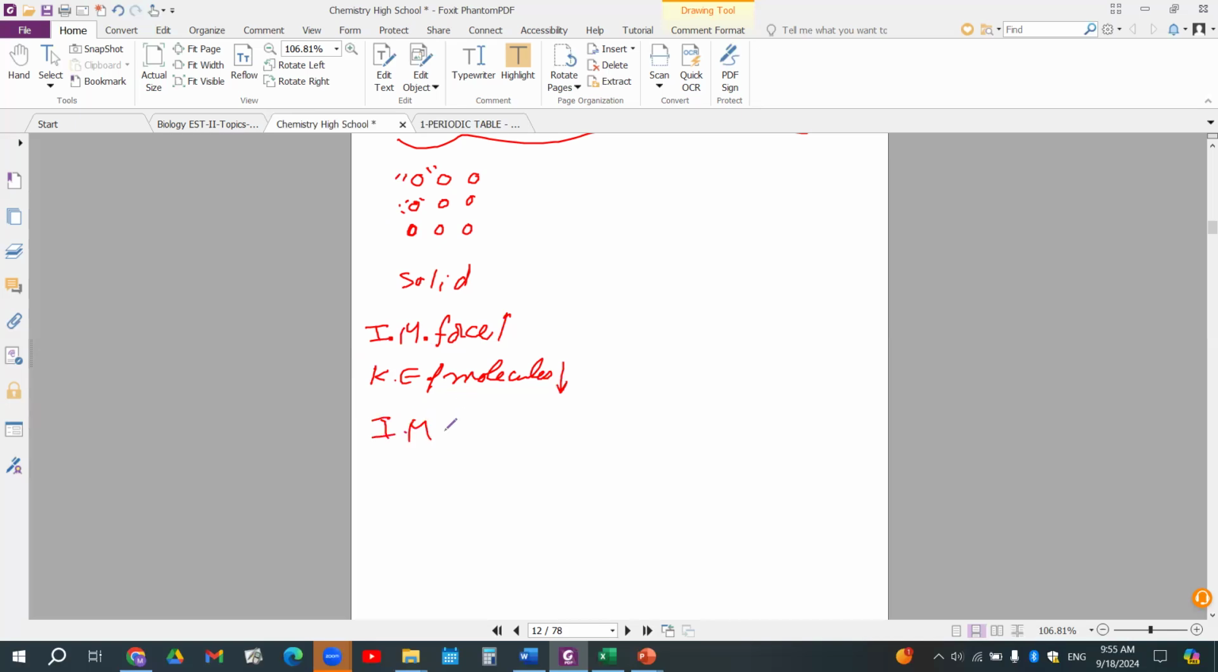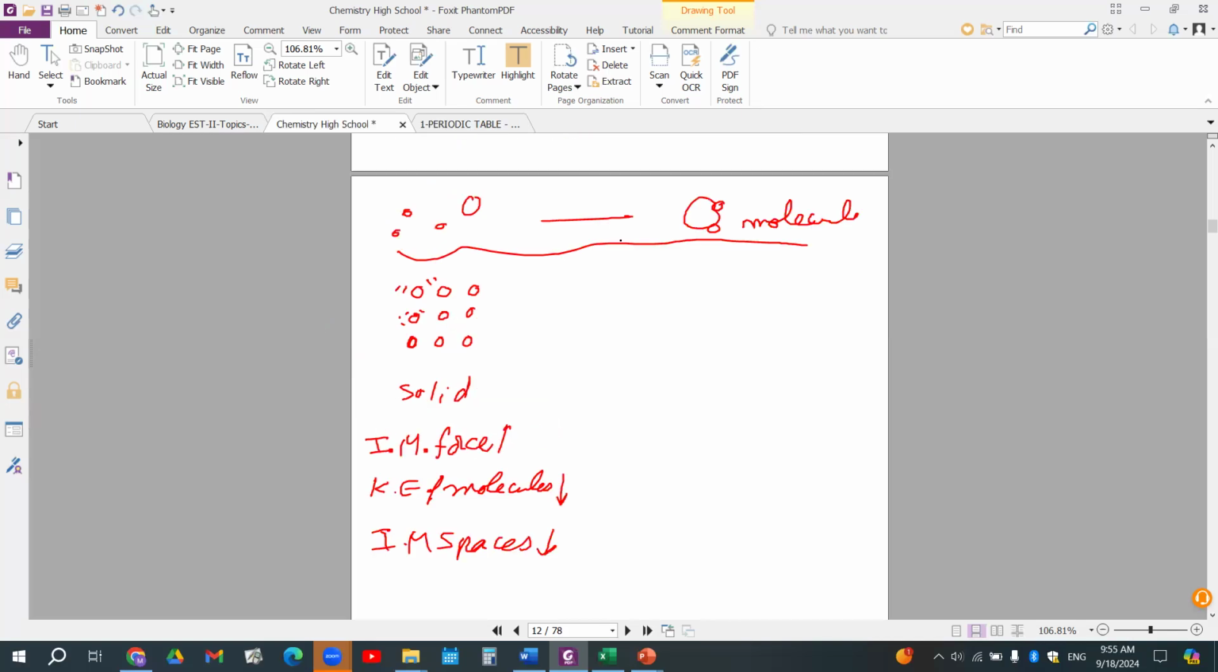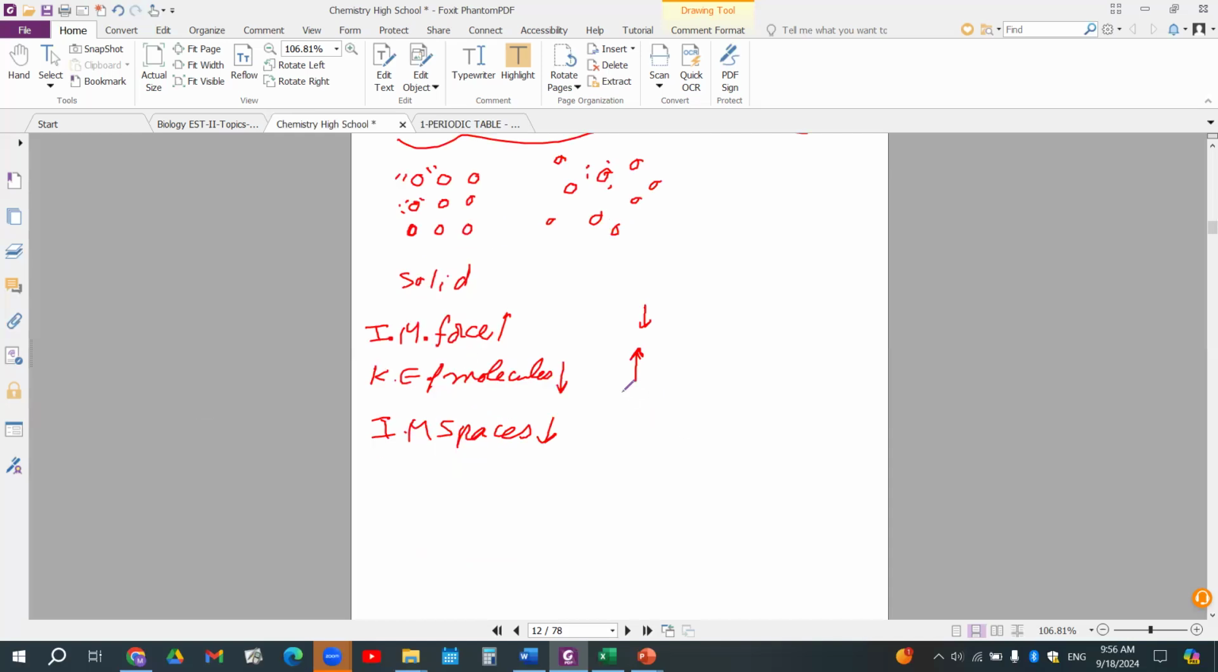Intermolecular spaces are small. When you heat a solid, it changes into liquid. Intermolecular forces are less. You break intermolecular bonds, intermolecular forces. Kinetic energy of molecules is more, they slide over each other. They vibrate in their place and translate, sliding over each other to make a fluid. Intermolecular spaces are larger. When you boil a liquid, it changes into gas.